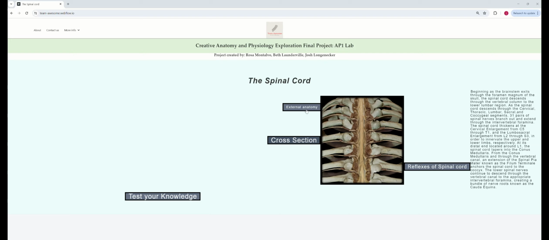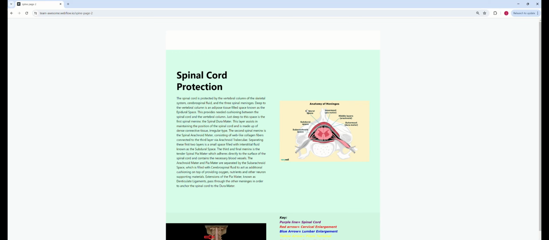Spinal cord protection. The spinal cord is protected by the vertebral column of the skeletal system, cerebrospinal fluid, and 3 spinal meninges. Deep to the vertebral column is an adipose tissue-filled space known as the epidural space. This provides needed cushioning between the spinal cord and the vertebral column. Just deep to this space is the first spinal meninx, the spinal dura mater. This layer assists in maintaining the position of the spinal cord and is made up of dense connective tissue, irregular type.